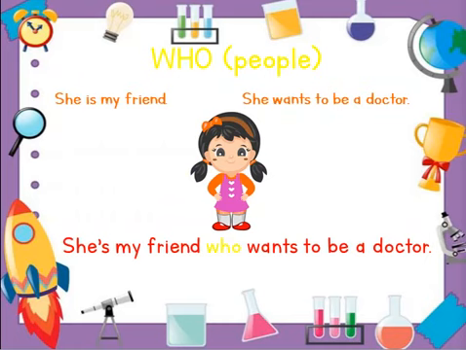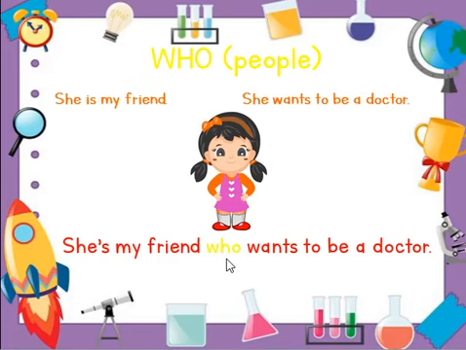Now, let's start checking sentences using who. Remember, who refers to people. Examples. We have: she is my friend. She wants to be a doctor. So we can say, she is my friend who wants to be a doctor. Notice we eliminate the second she because we are talking about my friend. Okay?